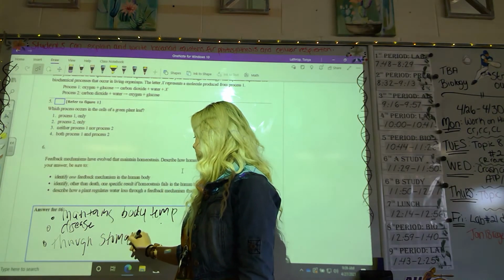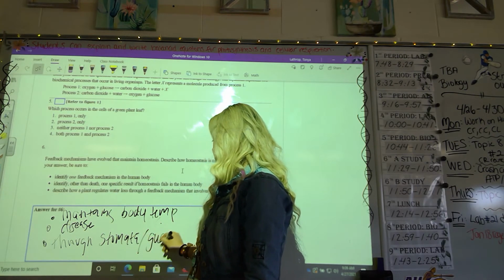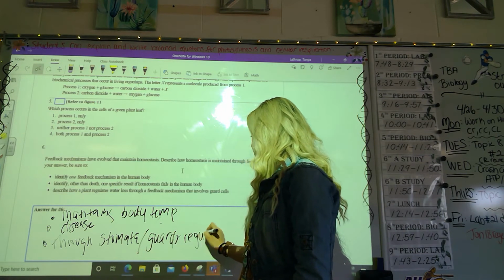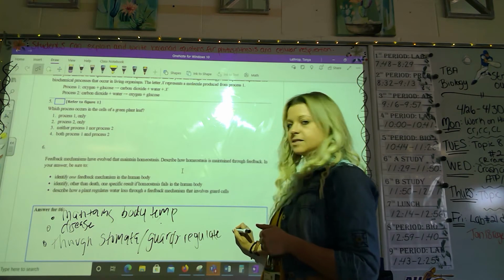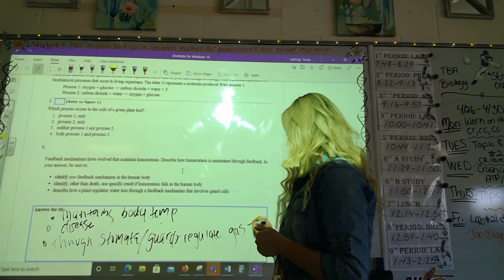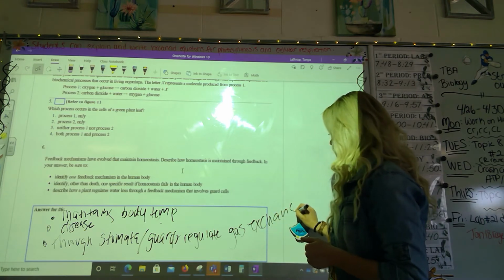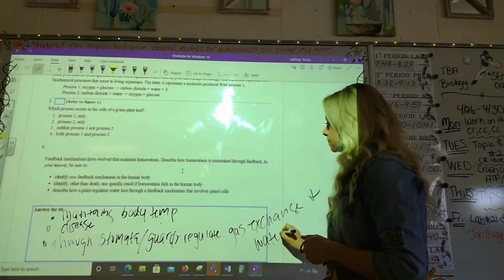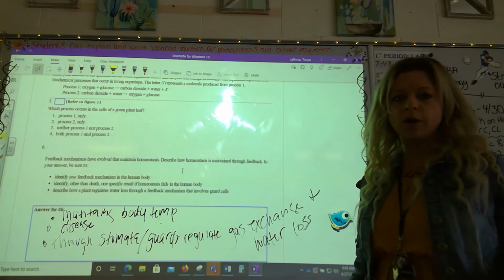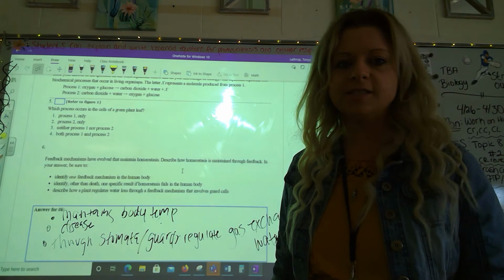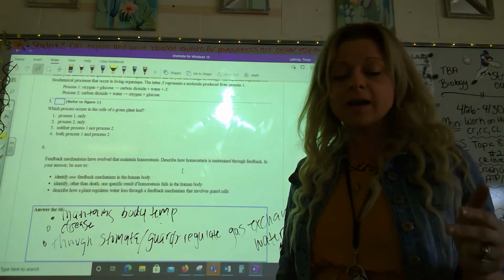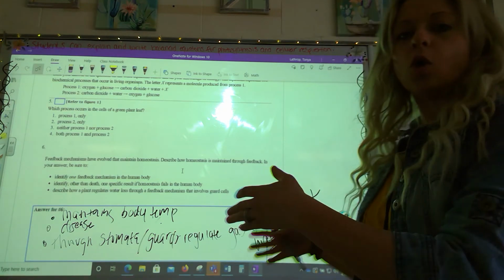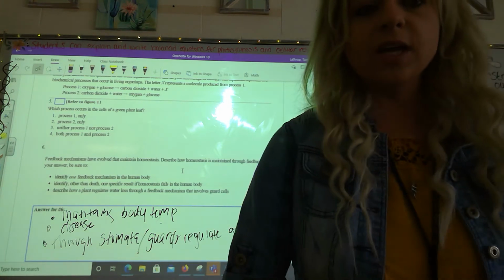Stomata and guard cells, right? They regulate two things: gas exchange and water loss. Okay? Bullet point: maintains body temperature. Bullet point: disease. Bullet point: stomata, or stoma, regulate guard cell, regulate gas exchange and water loss. Okay? So making sure that we can answer those.